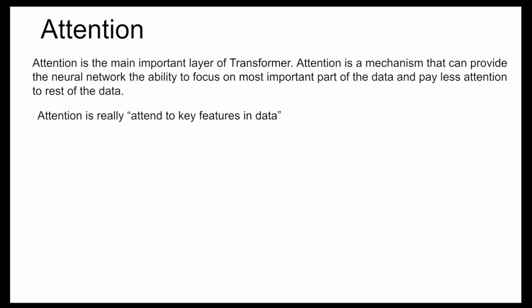Attention is the most important element of the transformer. Attention is a mechanism that gives the network the ability to focus on the most important parts of the data and to pay less attention to the rest of the data. So attention really just attends to key features in the data.